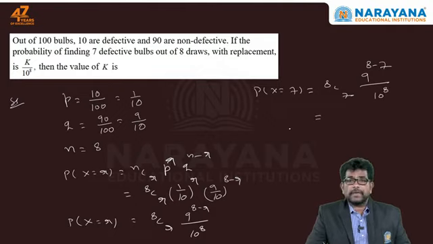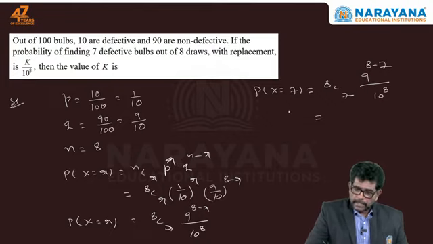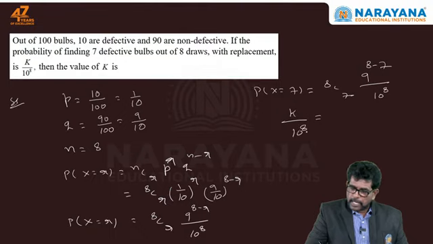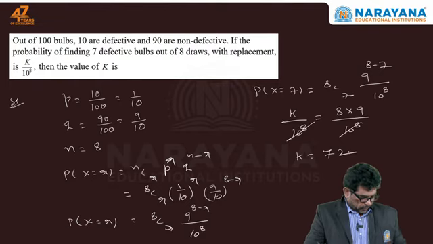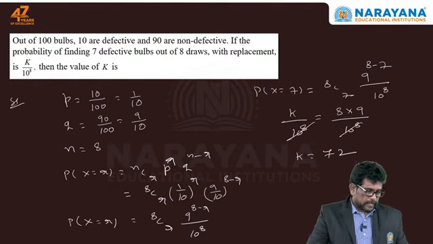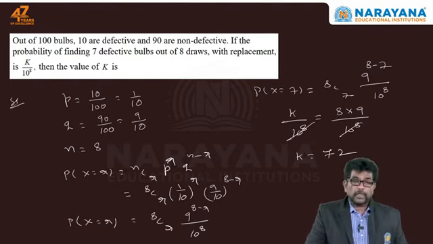Now this one is given. The probability of getting 7 defective bulbs is given as k upon 10 to the power of 8. So k upon 10 to the power of 8 is equal to 8C7, which is 8, into 9 by 10 to the power of 8. The 10 to the power of 8 gets cancelled. K is equal to 72. The value of k is 72.